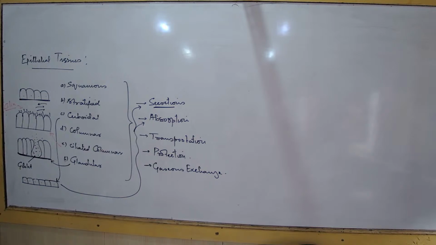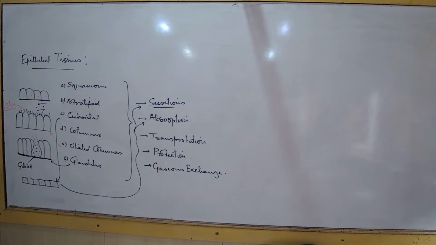Leave 2 lines gap, or else 1 line gap. Number 2, stratified epithelium. Number 3, ciliated epithelium. Number 4, glandular epithelium. Sit straight. Stratified. Next is number 5.